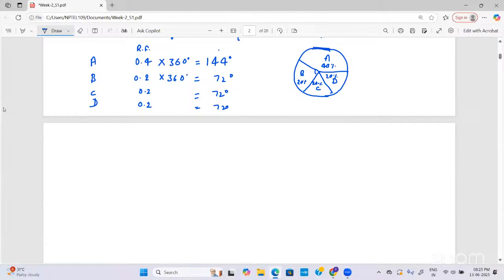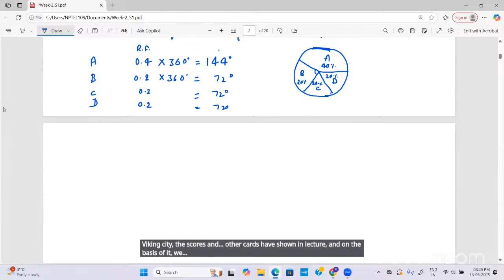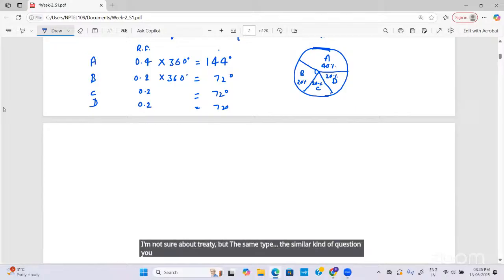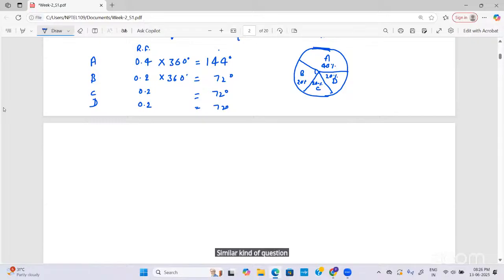Sorry, what are you asking? Like in the CT, the scores and other cards sir has shown in the lecture, and on the basis of it we have to answer in the assignment. So in the exam also this type of question will come. I'm not sure about CT, but the similar kind of question you see in your graded assignment and practice assignment, similar kind of question you will see in your exam as well.